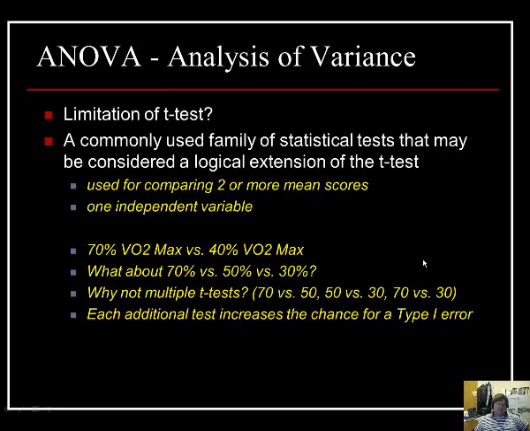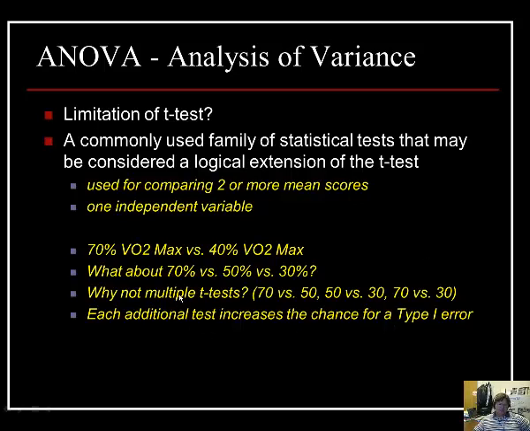So why do we have analysis of variance? Well, there's a limitation to t-tests. T-tests can only compare 2 groups. And even though we could perform multiple t-tests to compare multiple groups, every time we do that it adds to what we call an error rate. So ANOVA is an extension of t-tests that we use for more than 2 groups.